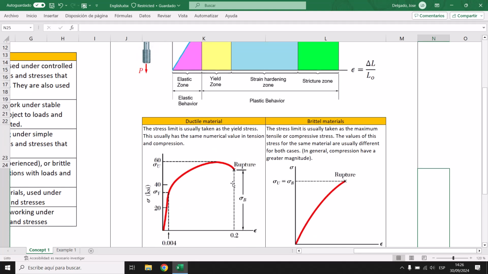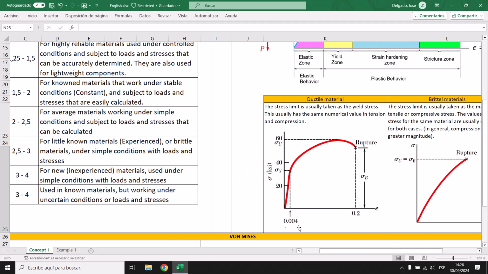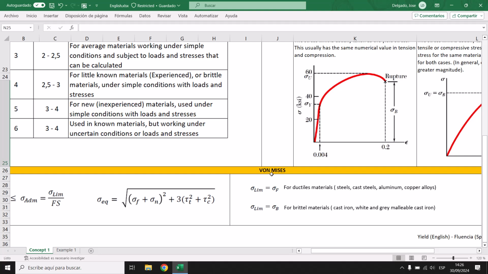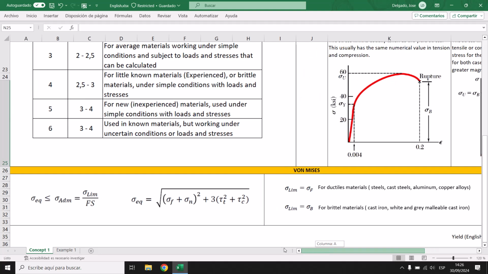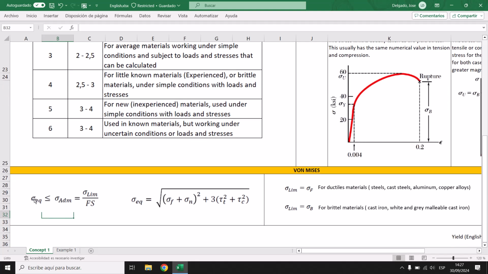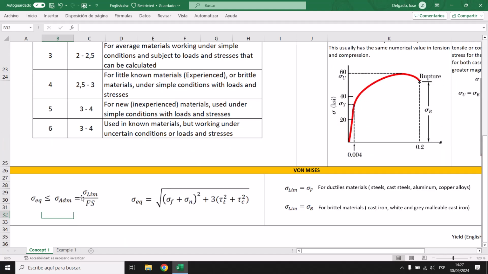So just you should know it. Okay. And then for here we are gonna use a new topic, the von Mises criteria. This is the same as here, but only if the equivalent stress should be less than or equal to the admissible stress, and this is going to be equal to the limit stress divided by the safety factor.